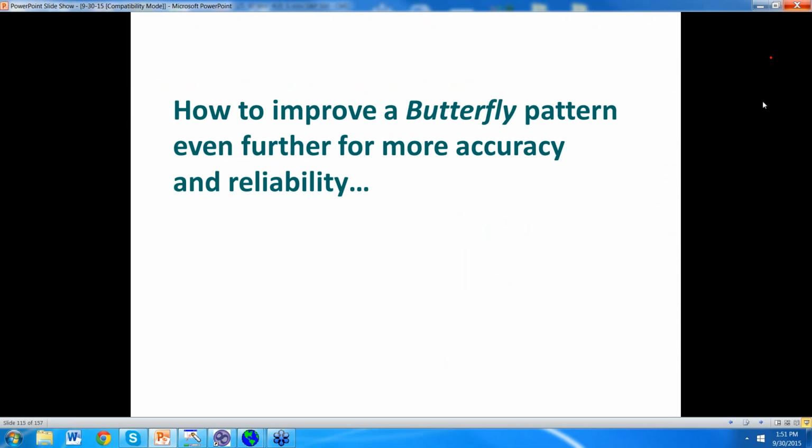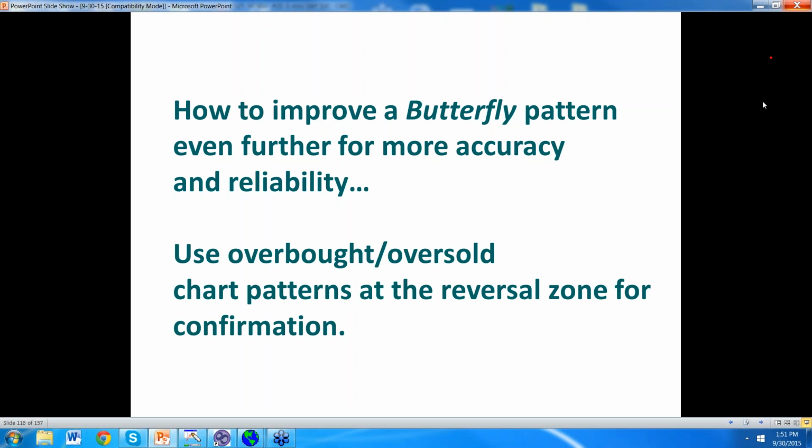Now remember I talked about how these things may not work all the time. It doesn't work all the time. Well, what you want to do is improve it even further. Don't just take the blue pattern within the red and call it a butterfly and go in. What you want to do is improve a butterfly pattern even further for more accuracy and more reliability. How do you do that?